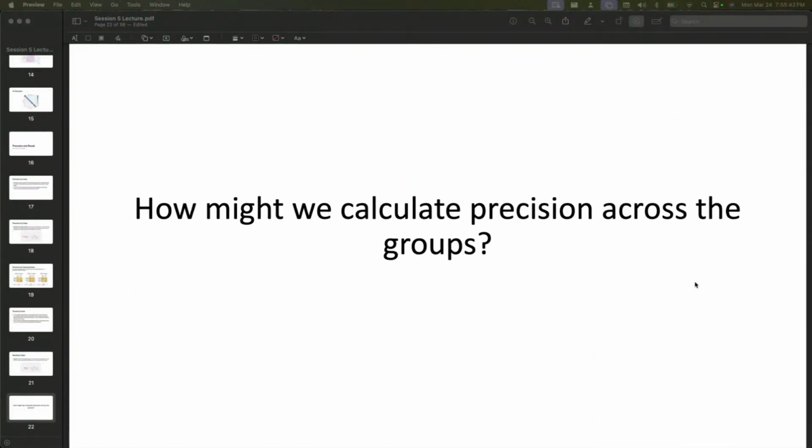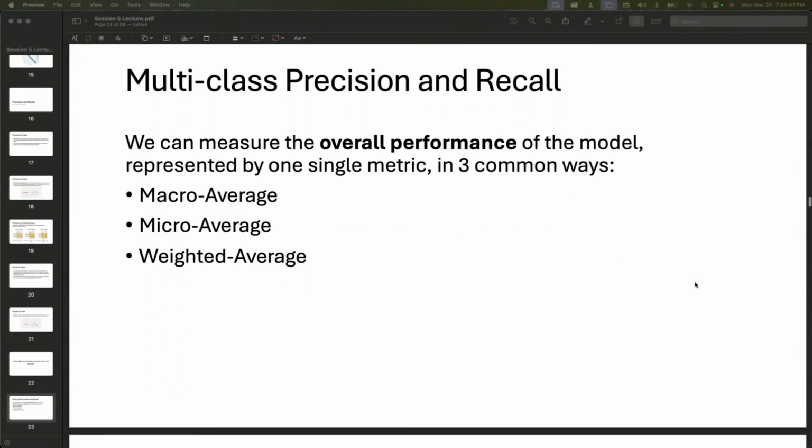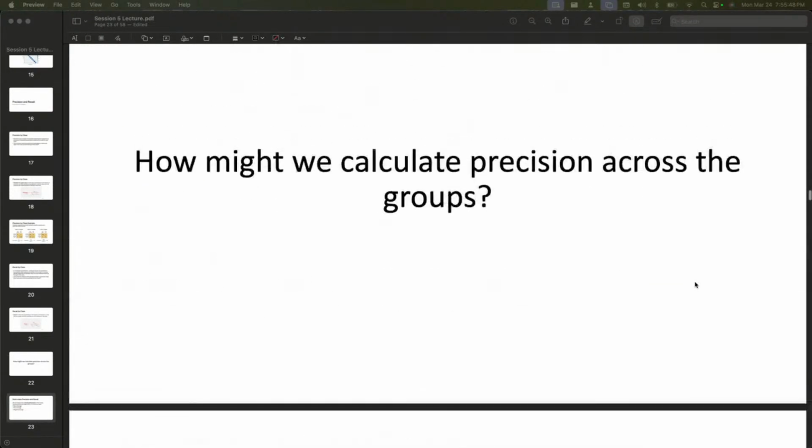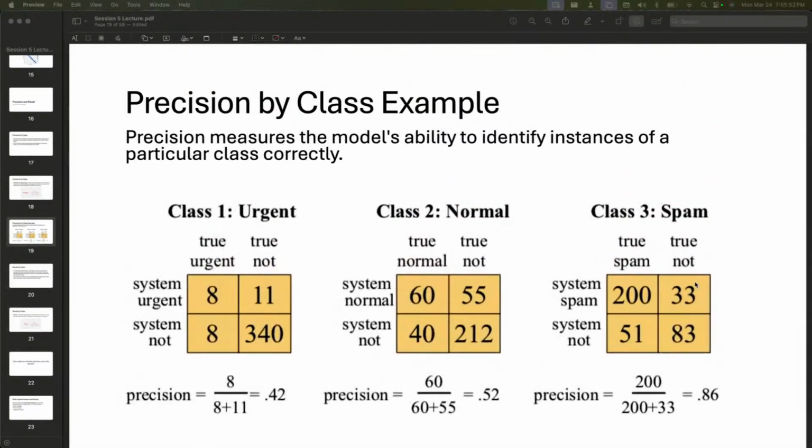All right. So what if we want an overall metric? So this is what I was trying to get to. Sorry, I can't see the next slide progression here.